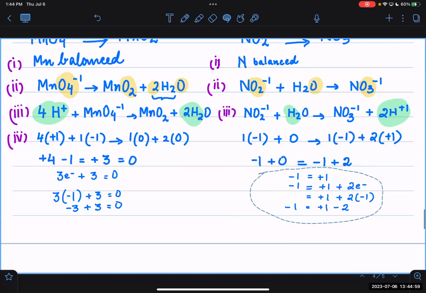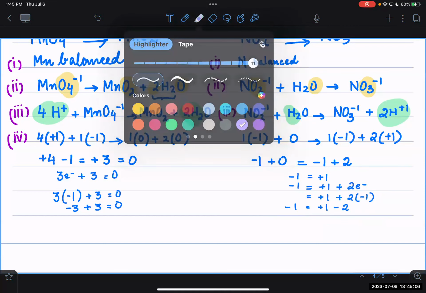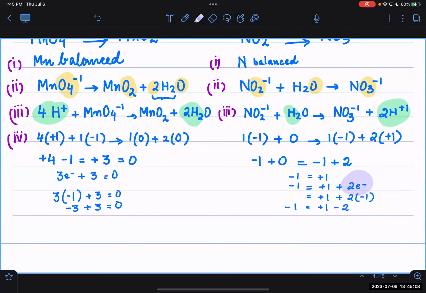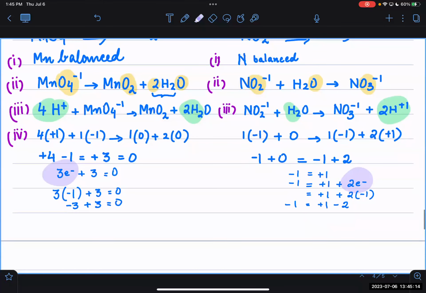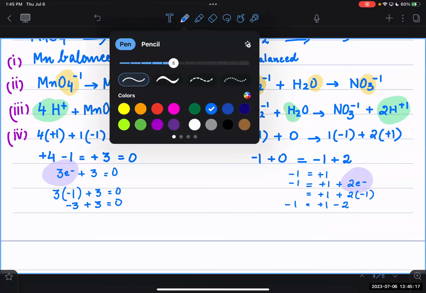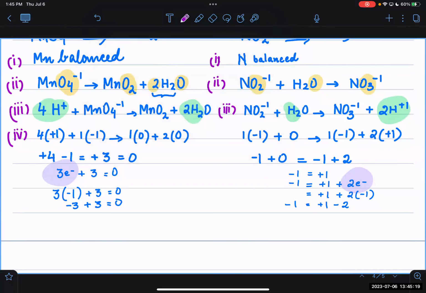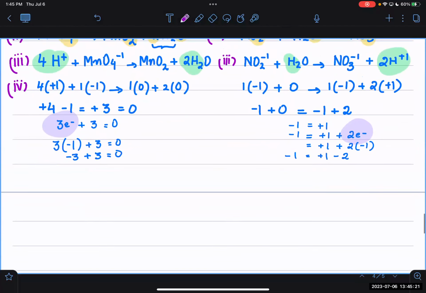Okay. So now we have seen that on this side we added 2 electrons, but on this side we added 3 electrons. Remember? So 2 and 3. What is the common multiple for 2 and 3? 6. So what will we do now? Just bring all of this down here.